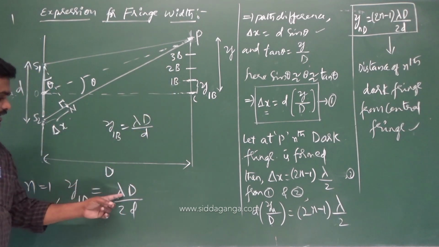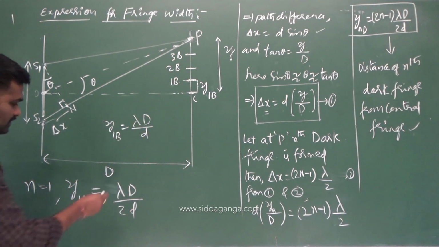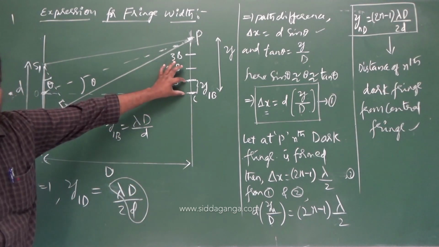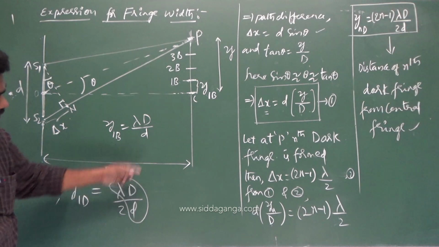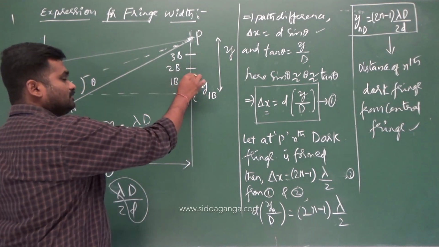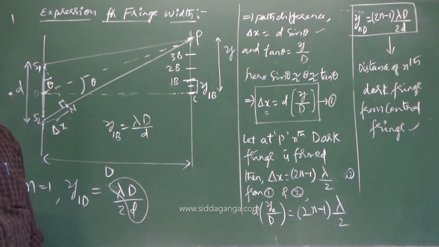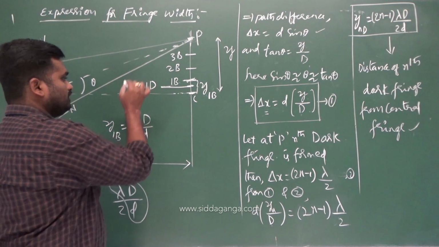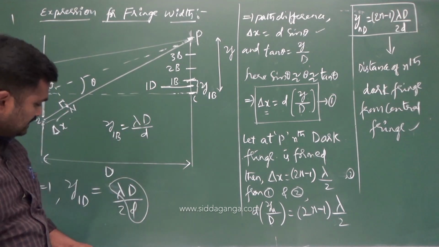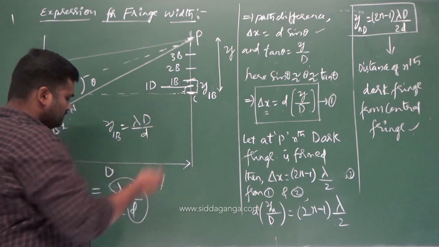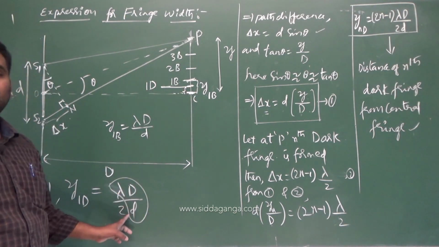The first dark is how much? Lambda D by 2d means half of this value. Exactly at the center between the central fringe and the first bright fringe, we are going to have the first dark fringe. From the central fringe, this length is lambda D by 2d.